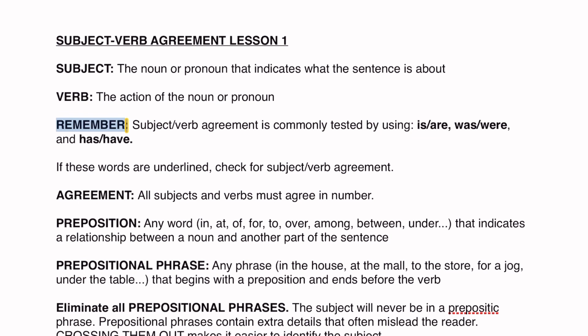طيب, a reminder بقى. Remember, subject-verb agreement is commonly tested using is, are, was, were, and has, have. Now, the reason why we use these to test subject-verb agreement is because these are single and plural. وهنفهم ليه دلوقتي كمان شوية. Just remember this, that agreement is commonly tested by using is, are, was, were, and has, have. If these words are underlined, check for subject-verb agreement.